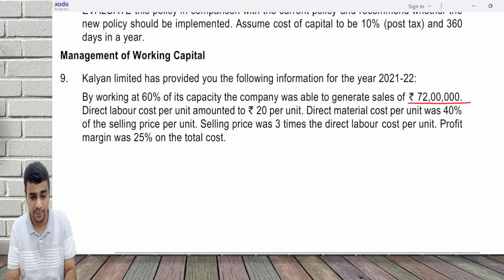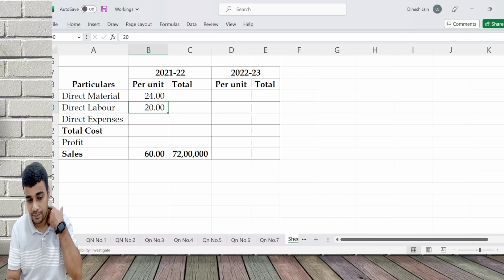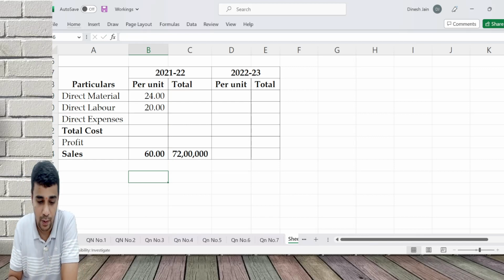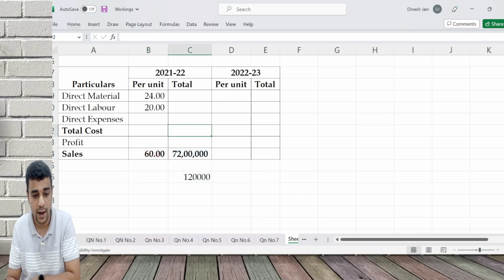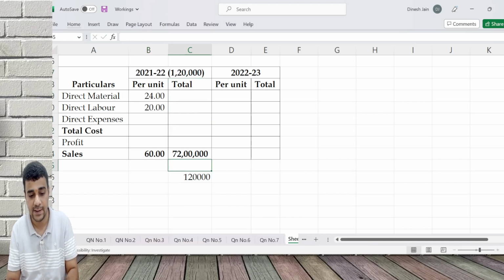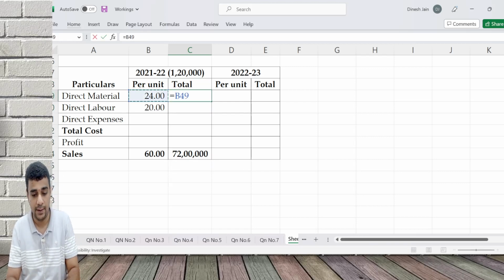And the direct material cost is 40% of the selling price, 24. Kind of done with the last year cost sheet. In that, the number of units I can say is 120,000. So in bracket we'll write 120,000 units. 72 lakh divided by 60, 120,000 units.